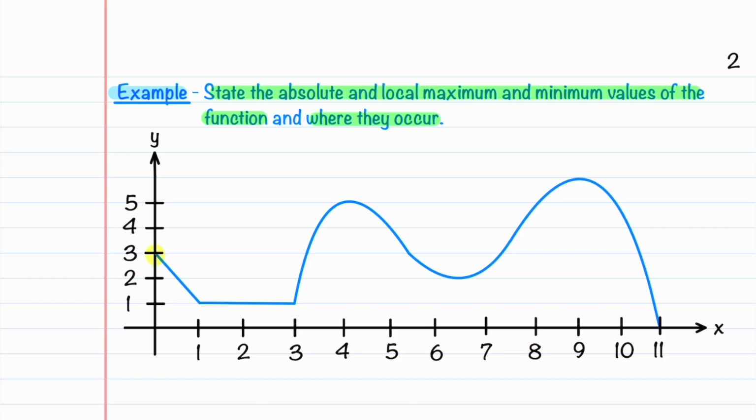Since this is an endpoint, this point cannot be a local max or min. It could be an absolute max or min, but if you look at all the other points on the graph, you can see that there are points higher than this point, so it is not an absolute max. So we just say that that point is neither an absolute or a local max or min.